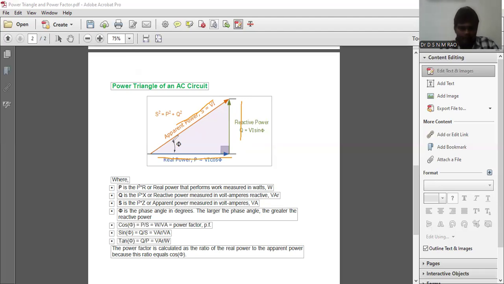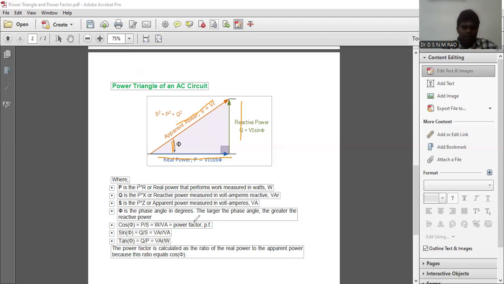Similarly, phi is the phase angle. From this power triangle, cos phi equals adjacent side by hypotenuse, P by S, and sin phi equals opposite side by hypotenuse, Q by S, and tan phi equals opposite side by adjacent side, Q by P. So in this way we can calculate cos phi, sin phi or tan phi.